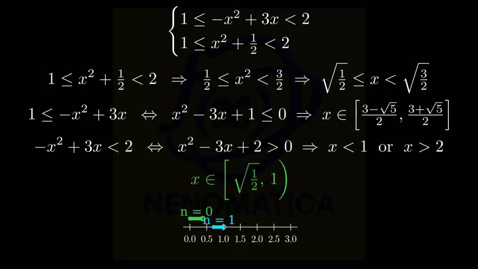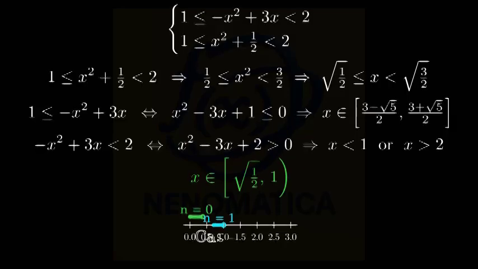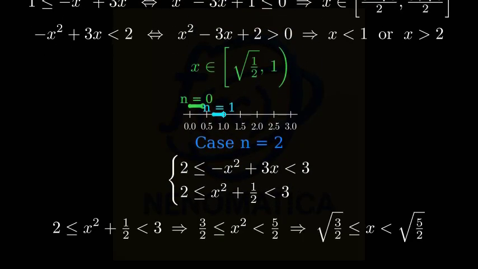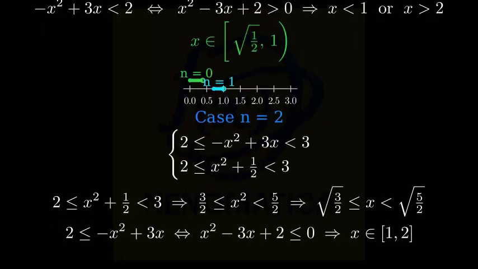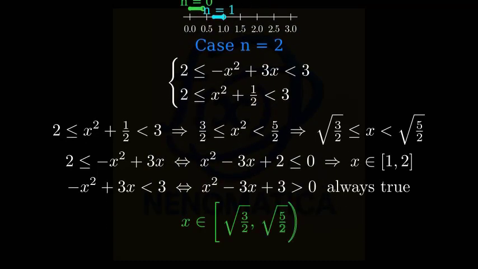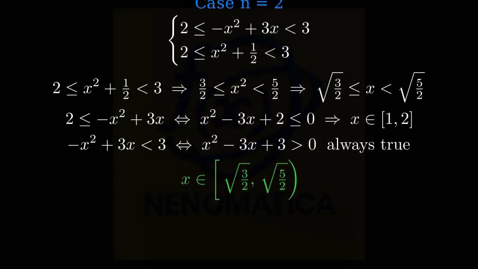Intersecting with our x range from the right part yields x from square root of 1/2 up to 1, open at 1. Case 3. Let n equal 2. From x squared plus 1/2 between 2 and 3, we obtain x squared between 1.5 and 2.5. So x is from the square root of 1.5 up to, but not including, the square root of 2.5. For the left inequality, 2 is less than or equal to negative x squared plus 3x, and that is less than 3. The first part gives x between 1 and 2. The second part is automatically true for all x because x squared minus 3x plus 3 is always positive. Intersecting with the right part leaves x from the square root of 1.5 up to the square root of 2.5, open at the right end.